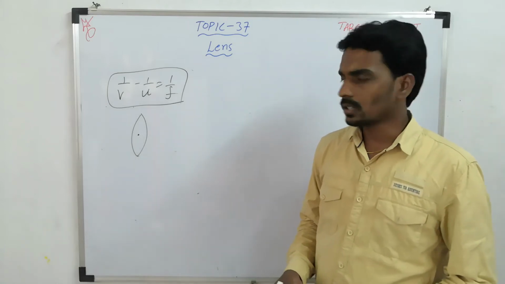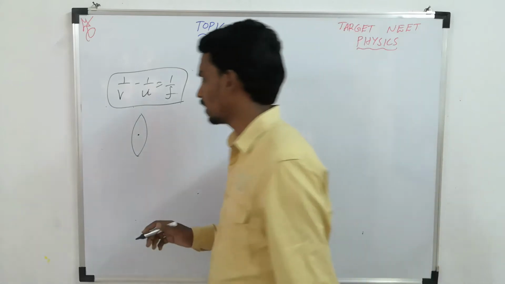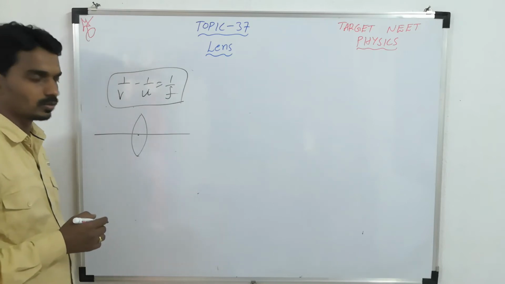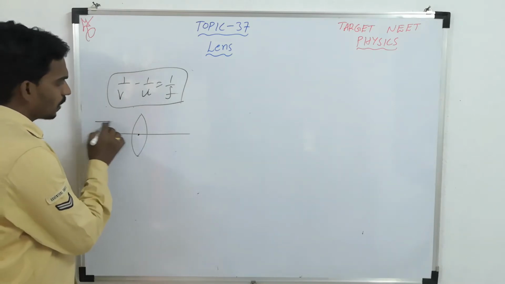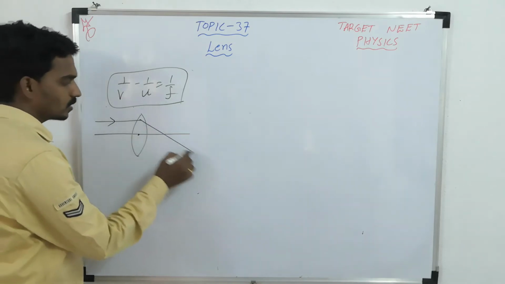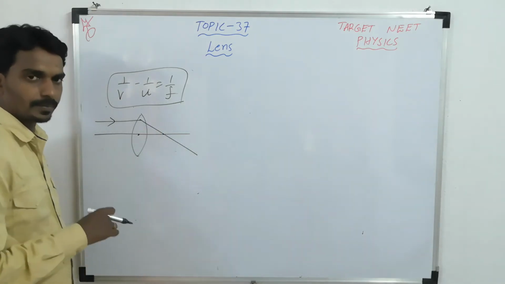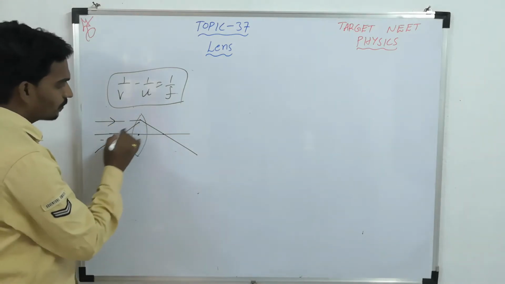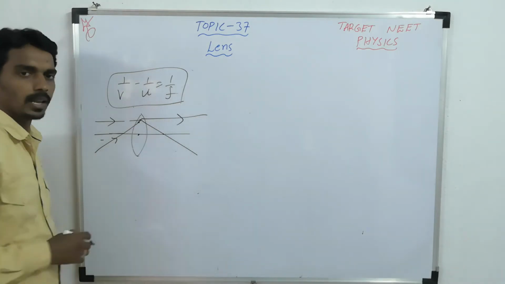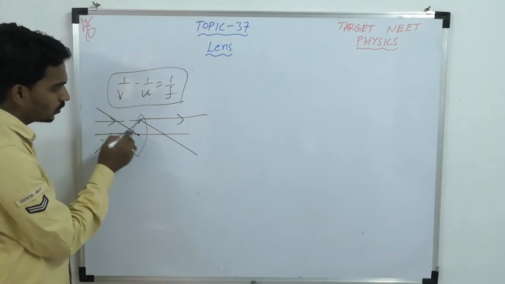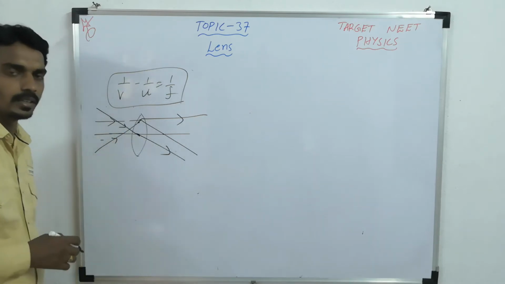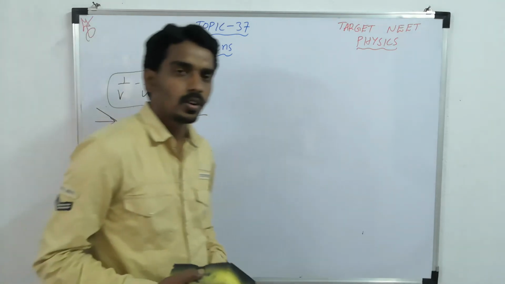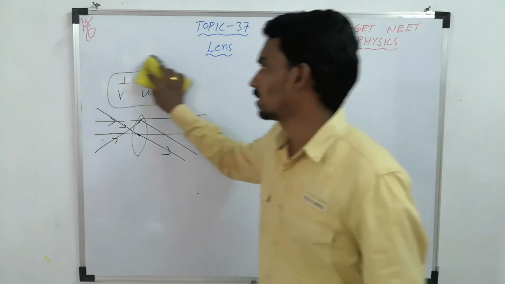One more thing you need to remember is the ray diagram or image formation rules. If a ray is coming parallel to the principal axis, it passes through the focus on the other side. If it passes through the focus, after refraction it becomes parallel to the principal axis. And if it passes through the optical center, it goes undeviated. These are the three rules you must remember in drawing the ray diagram of image formation.